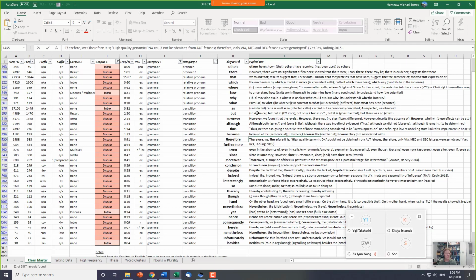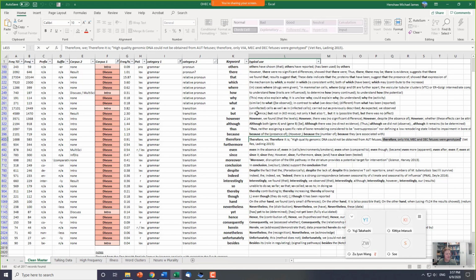Therefore is almost the same. However, I included a quote to try to explain another way to use it. And this is using a semicolon. A lot of people are confused how to use a semicolon. I hope I can explain it to you right now. A semicolon divides 2 full sentences that are highly connected. So, high-quality genomic DNA could not be obtained from AUT fetuses; therefore, only VIA, MEC, and DEC fetuses were genotyped.